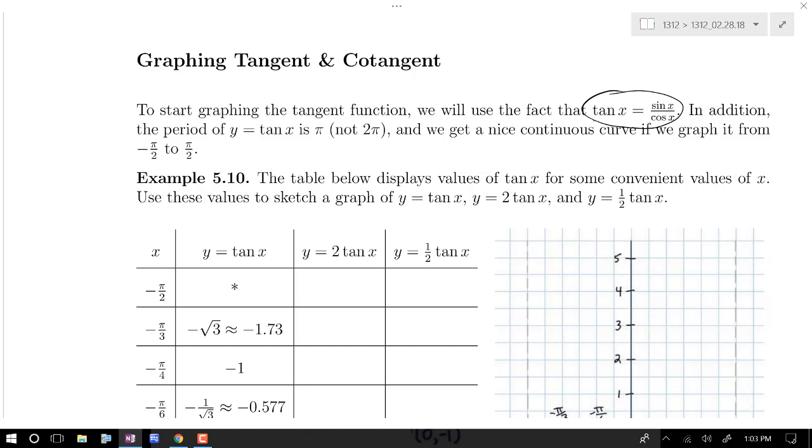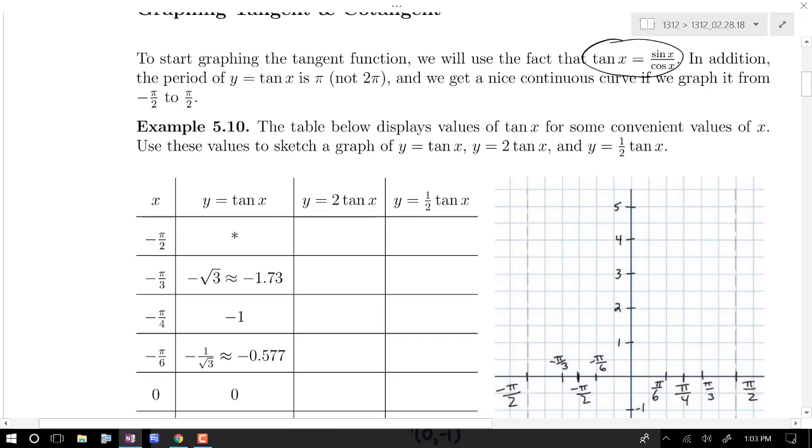Now, one difference between the tangent function and the sine and cosine function is that while it is also periodic, which is not surprising, its period is pi and not 2 pi. So you will get the full range of values of tangent just by going from, we could say, 0 to pi, but we will get a nice continuous smooth curve if we go from minus pi over 2 to positive pi over 2. So that's what we're going to do.